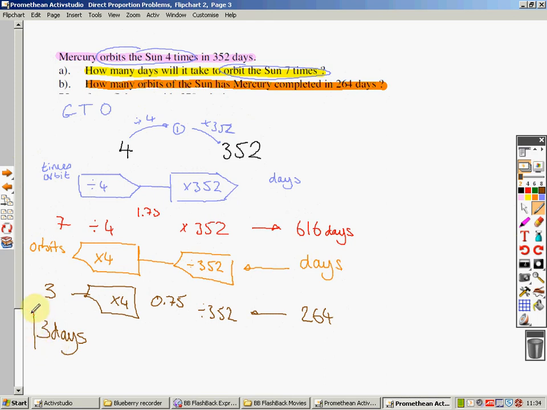actually written that wrong now, I apologise for that. It should have been 3 orbits, not 3 days. So we'll make 3 orbits in that time. Hope that's helped.